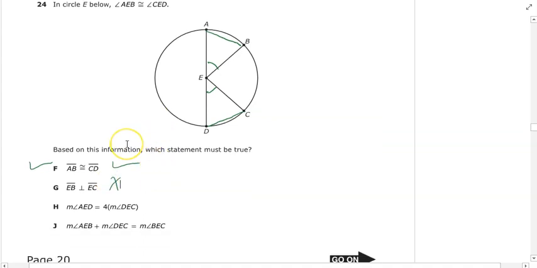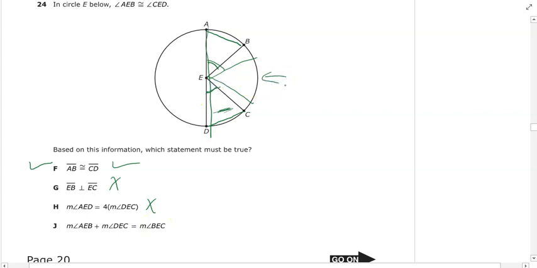Measure of angle AED has to equal 4 of DEC. I don't know how big this angle is. Obviously, this straight line is 180, but I don't know how big this angle is. If it got bigger, this angle would get bigger, and it doesn't have to be 4 of them. And then if I add those two angles together, then it equals BEC. Same thing. I don't know if I add these together if it's going to equal this.